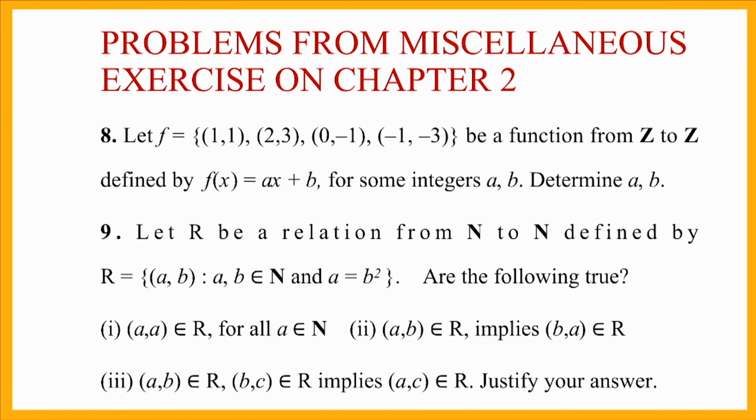And then he says the function is from Z to Z. Not only that, f(x) equal to ax plus b. And then he says find a and b. a and b are integers. Why integers? Because it is from Z to Z. Not only that, he says find a and b.